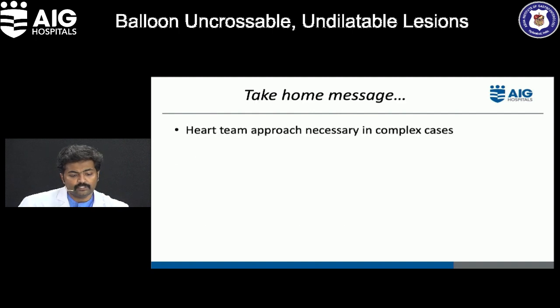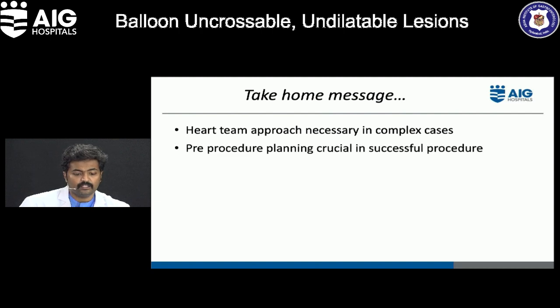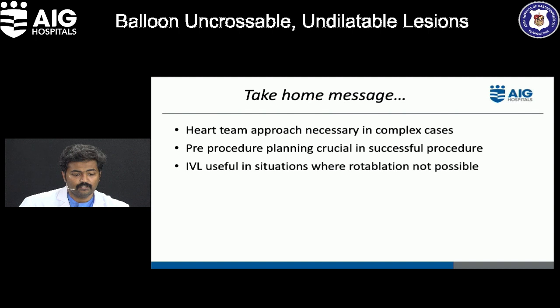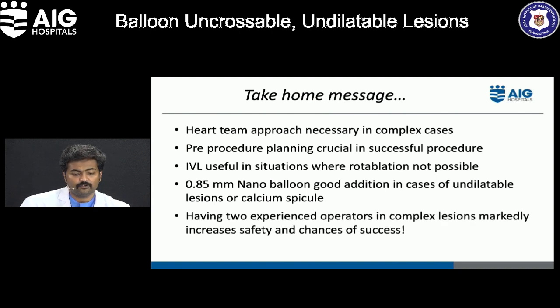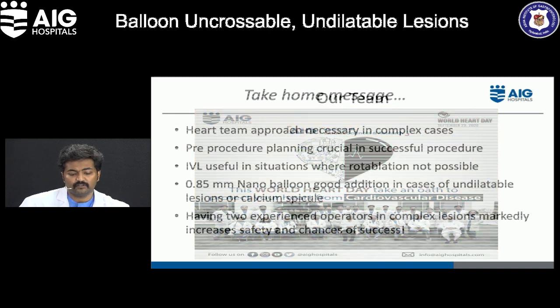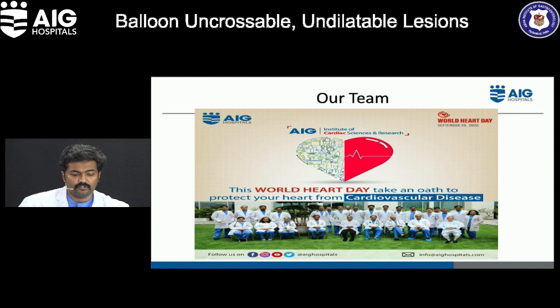So my take-home message in this case would be that a heart team approach is always necessary in complex cases, and pre-procedural planning is very crucial in a successful procedure. IVL is very useful in situations where rotablation is not possible, and some special hardware like a nano balloon is a good addition on the shelf in case of undilatable lesions or a calcium spicule. And having 2 experienced operators in complex lesions markedly increases the safety and chances of success. And this is our great team at AAG.